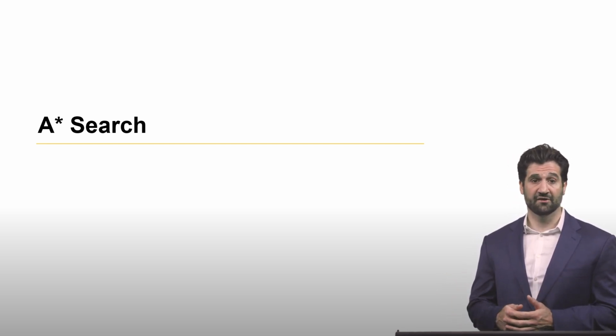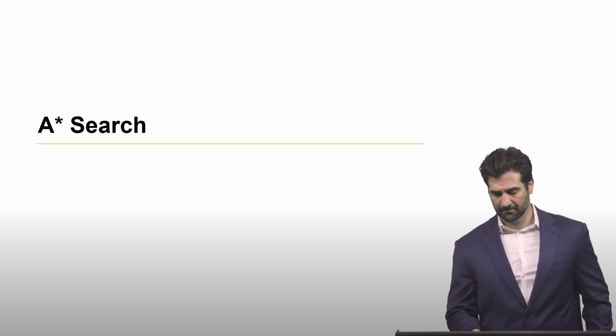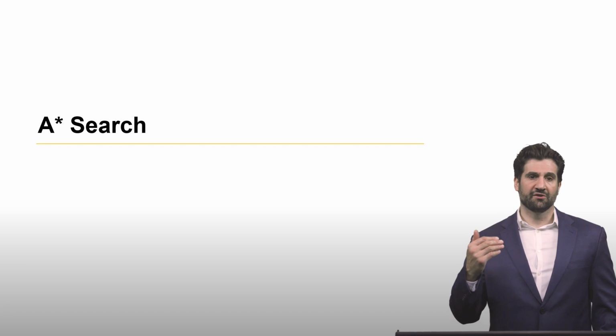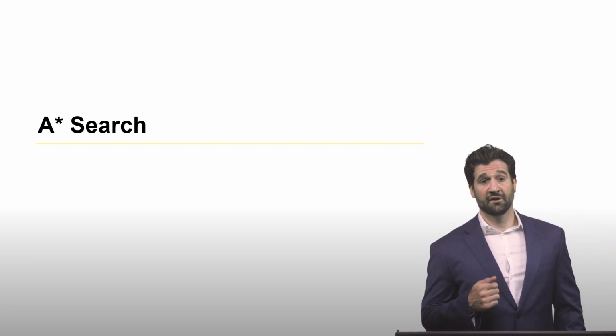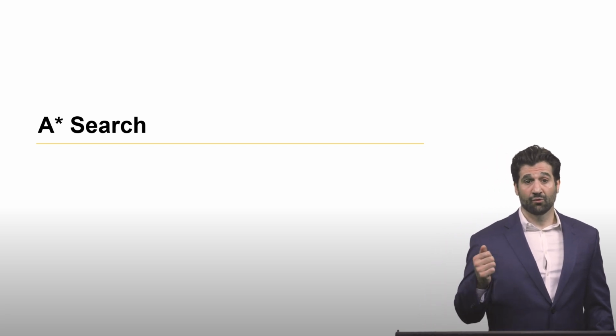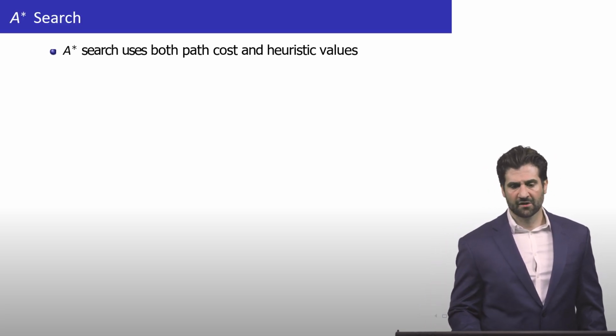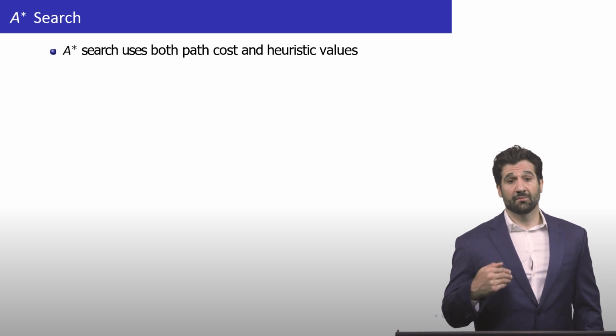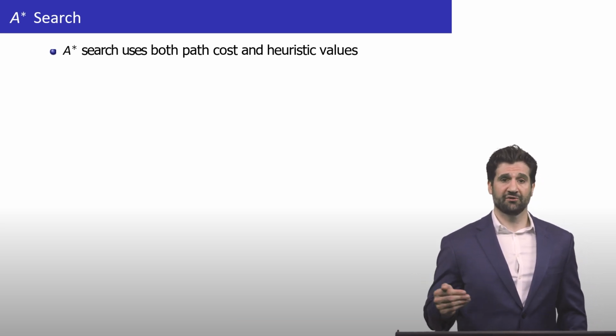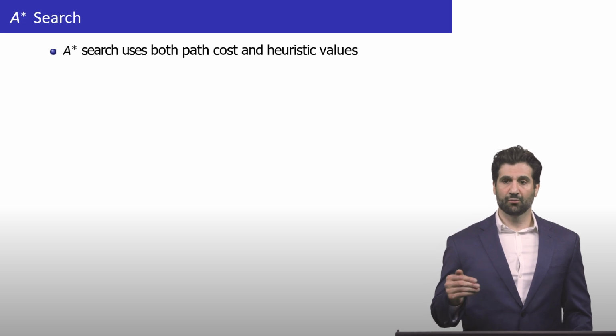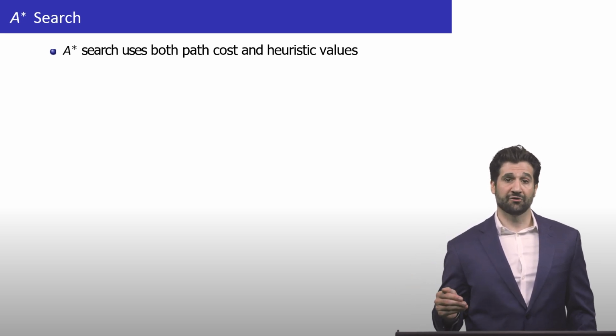Welcome back. We're now going to talk about one of the most famous algorithms in all of artificial intelligence, and that is the A-star search algorithm. A-star is a heuristic search algorithm that is very powerful, and we will see in a moment why that is. It's using both the path cost and the heuristic values. And this is what allows it to lead to optimal solutions.